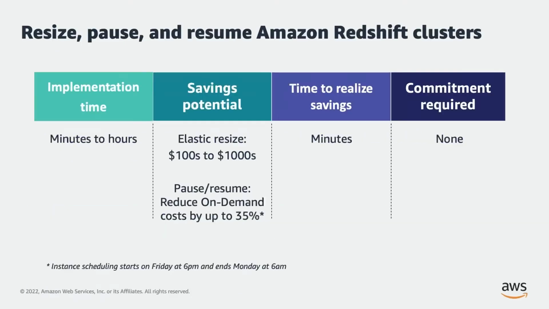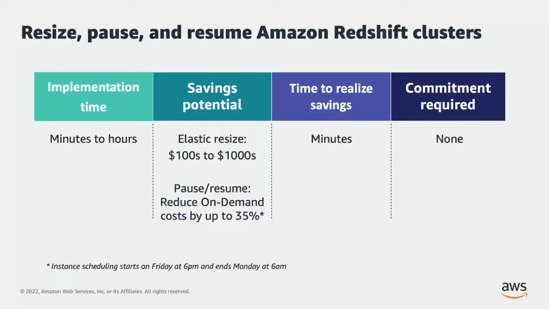Our recommendation here is to either use Elastic Resize to modify the size of the clusters, or pause and resume them to reduce the on-demand Redshift costs. It takes minutes to hours to implement depending on the environment size and complexity. Customers who use Elastic Resize can save hundreds to thousands, while customers who pause clusters from Friday 6 p.m. to Monday 6 a.m., again, similar to the previous example, can save up to 35% compared to running these clusters all weekend. These savings can be realized in minutes, and again, there's no commitment required.